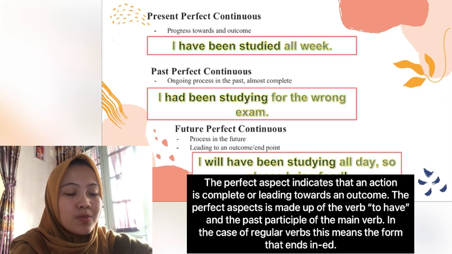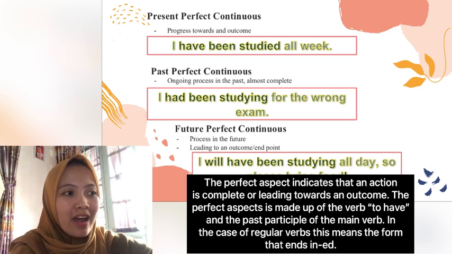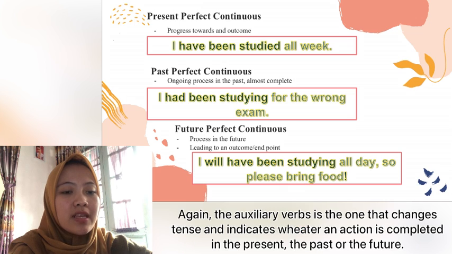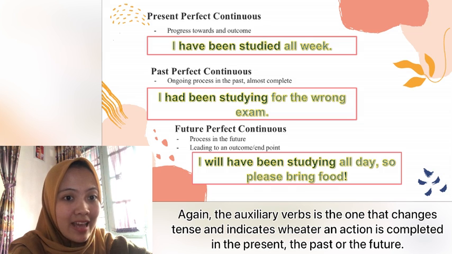The perfect aspect is made up of the verb to have and the past participle of the main verb. In the case of regular verbs, this means the form that ends in "-ed". Again, the auxiliary verb is the one that changes tense and indicates whether an action is completed in the present, the past, or the future.